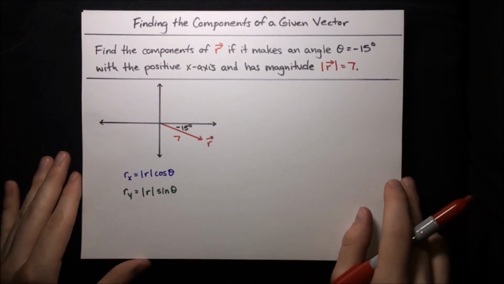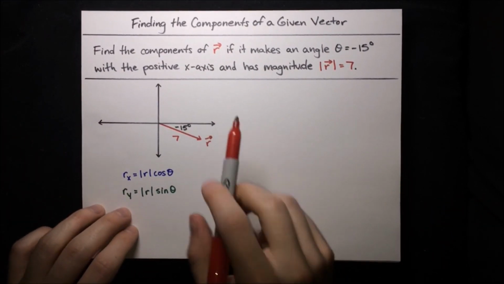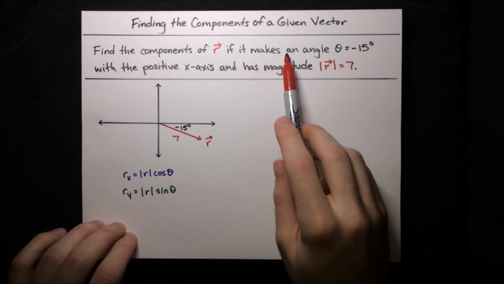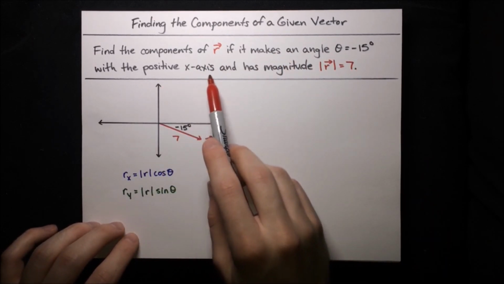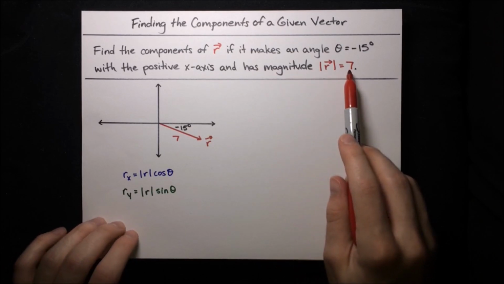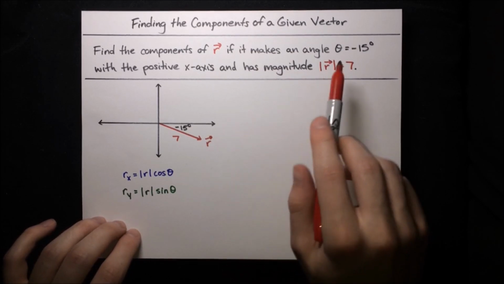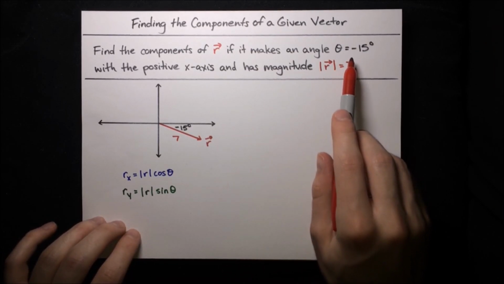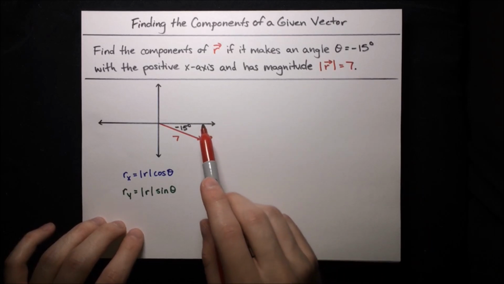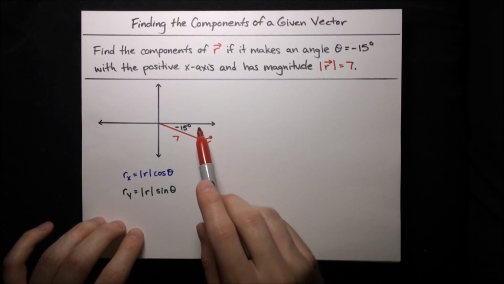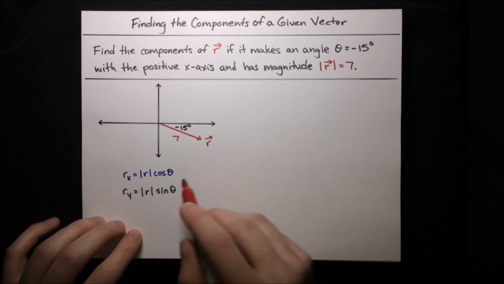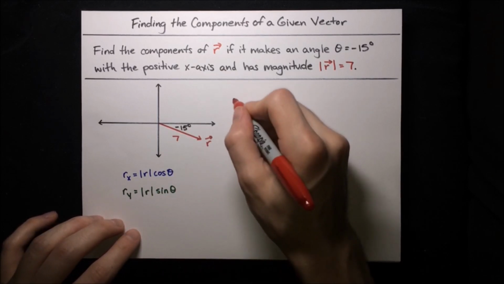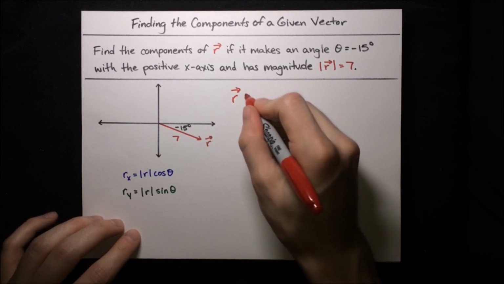All right, next example. So we want to find the components of the vector r if it makes an angle theta, which is negative 15 degrees, with the positive x-axis, and has a magnitude of 7. Okay, so this is kind of like before, but now we have a negative angle. That just means we go backwards. We go clockwise instead of counterclockwise. And then we just stick that in our formula. Everything is the same as we've been doing. So let's just go ahead and write this out.